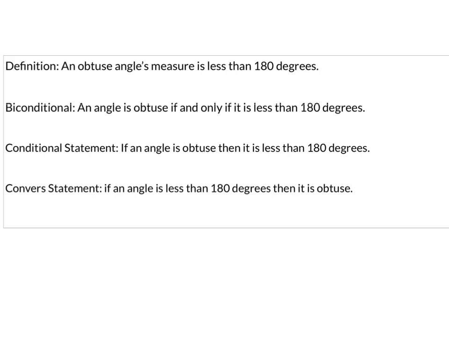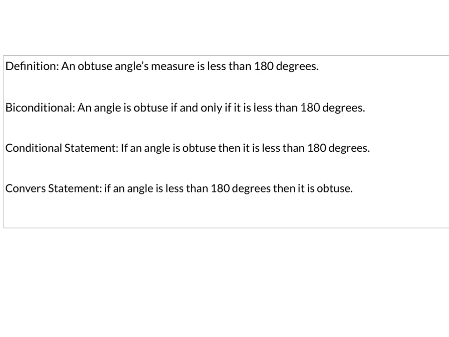All right, in these problems, we're trying to determine whether or not we have a valid definition. For example, I have the definition on here: an obtuse angle's measure is less than 180 degrees. In order to determine whether that's a valid definition, which I assume most of us know that one is not, we have to rewrite it as a biconditional statement.